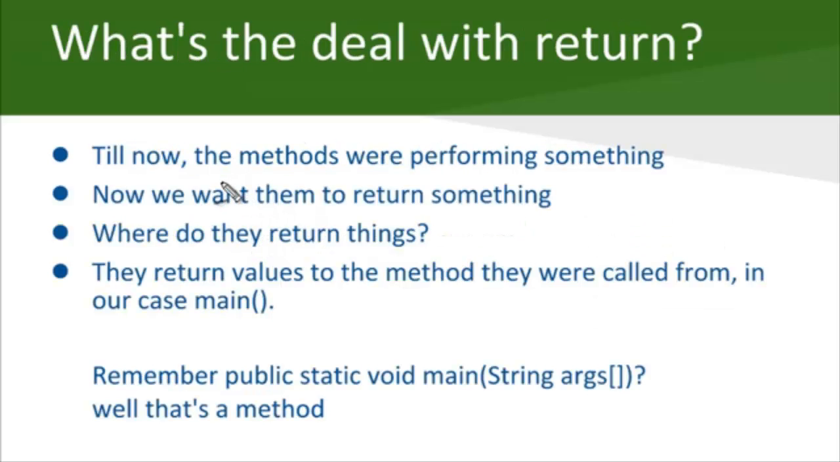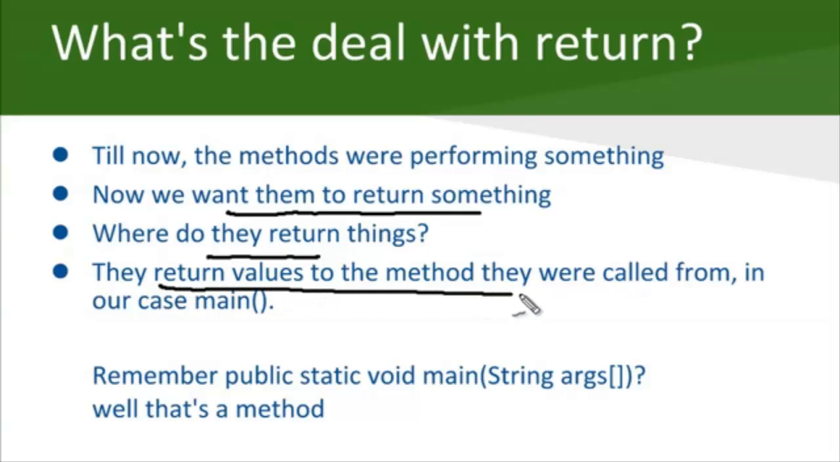The methods which we saw till now were only performing something. Even the morning chores method was just performing four tasks like brushing teeth, waking up, or the add two numbers method was just printing out the sum of two numbers. Now we want them to return something. And where do they return? As I told in the previous slide also, they return values to the method from which they were called, and in our case main.